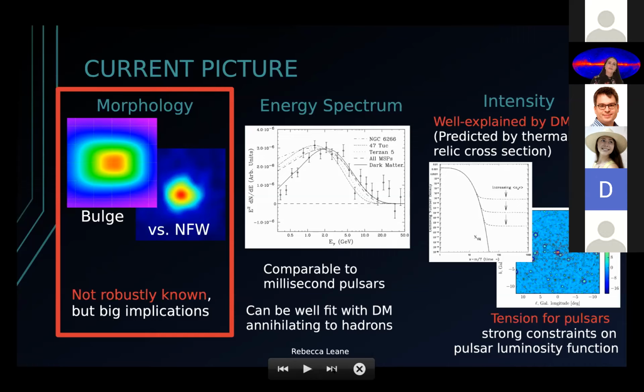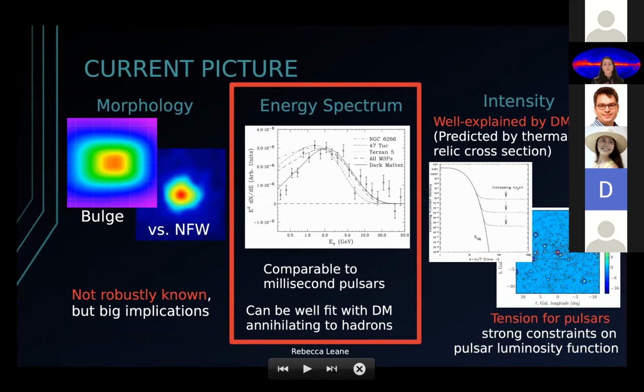In some of these studies, if you change some of your modeling choices, the preference can flip between a bulge and the dark matter profile. In other ones, this doesn't happen, but then it's also not clear if there are other modeling choices that might change what the result is. So I think we don't know for sure which one is the correct answer at this stage, but it certainly has big implications if we could robustly exclude one or the other.